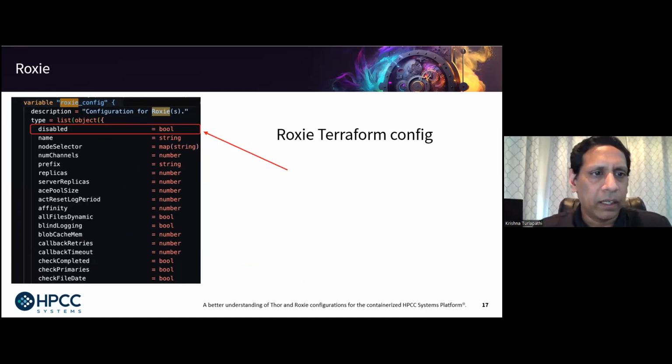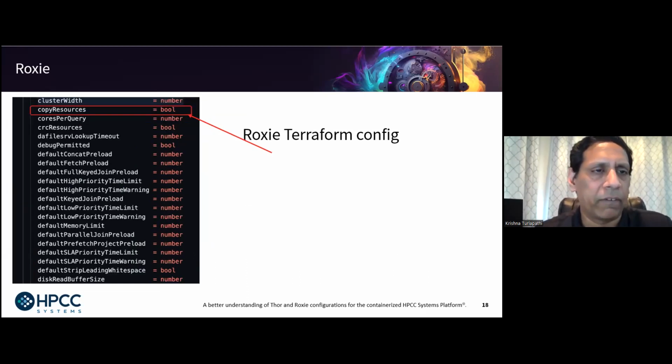Then you have ACE pool size. You have act reset log period. Then all dll files dynamic, blind logging, and blob cache mem, callback retries, callback timeouts, check file dates. I'm just going over some of the ones which most of you are familiar with, but there are a lot of other options that can be configured in the Roxie config file for Terraform.